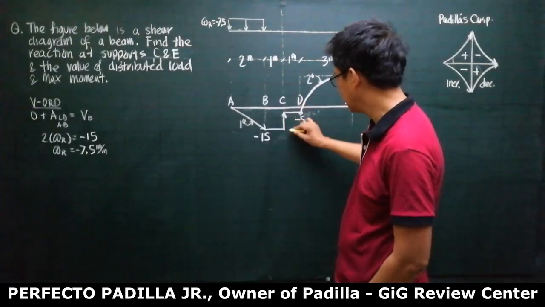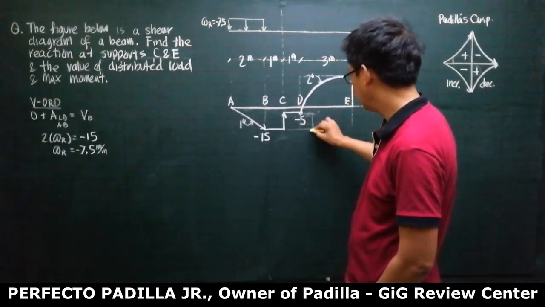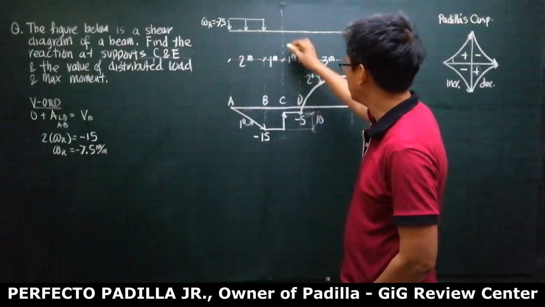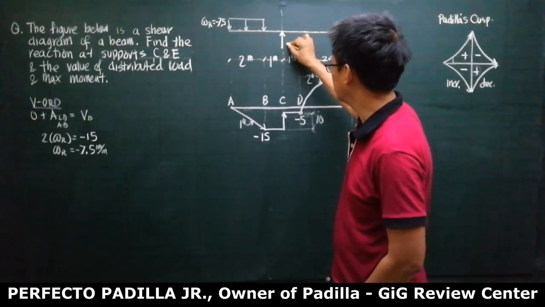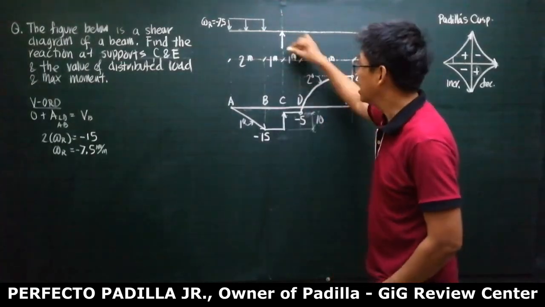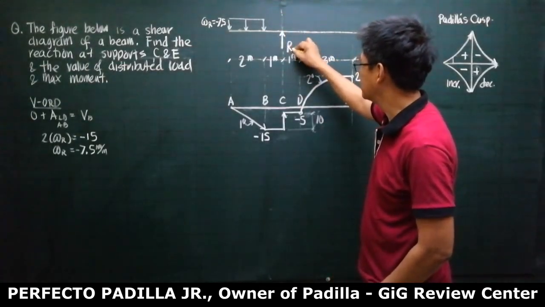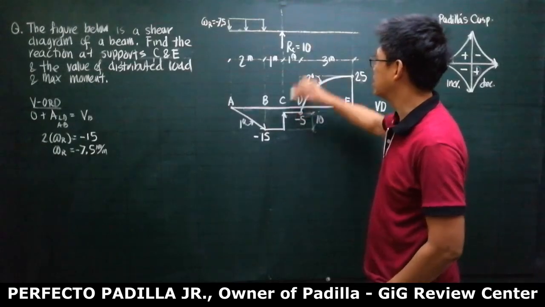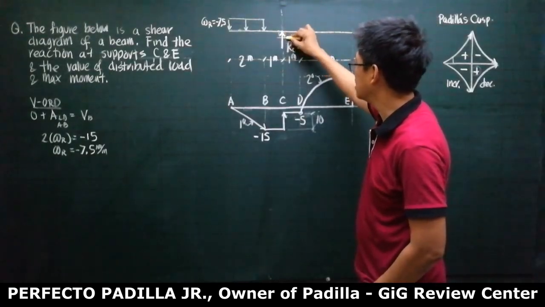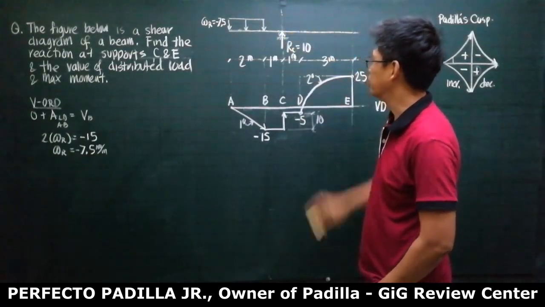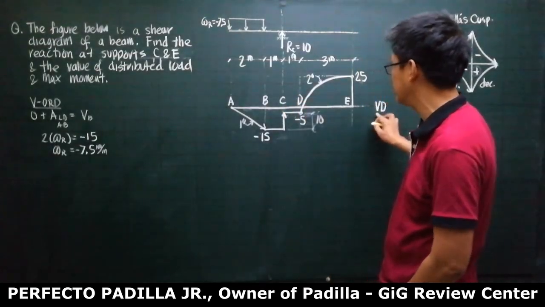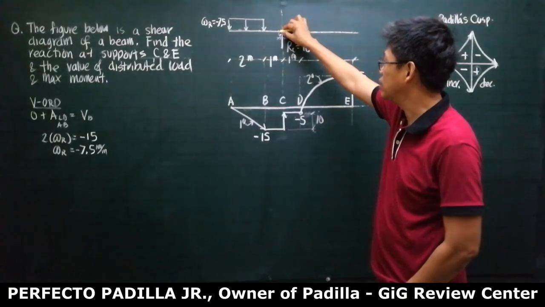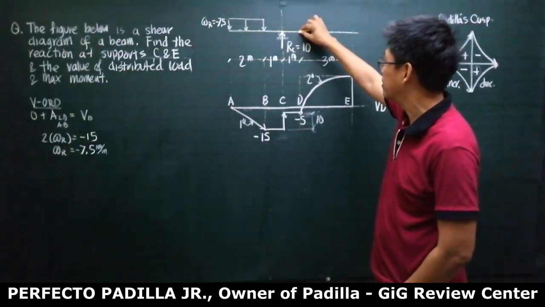This is 10, right? Correct? So meaning there must be an upward or vertical force here, which is 10. And this is your RC, which is 10. So most likely this is a roller support. Now from here to here, there is no change in vertical force. So therefore, there is no additional vertical force from here to here.